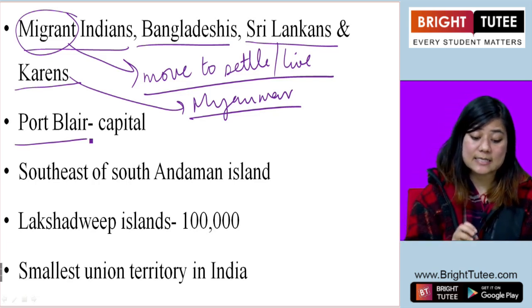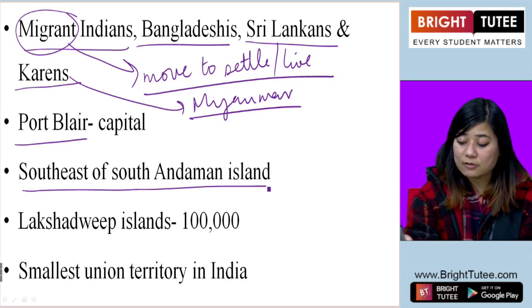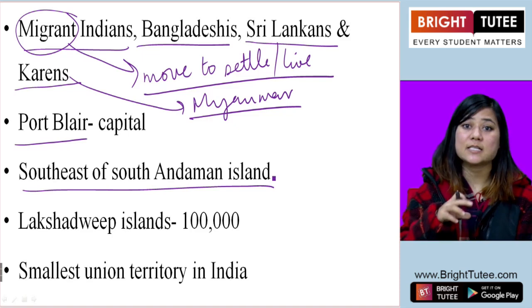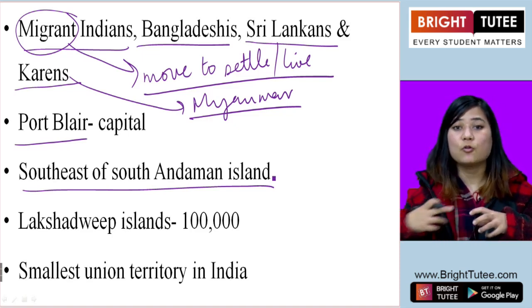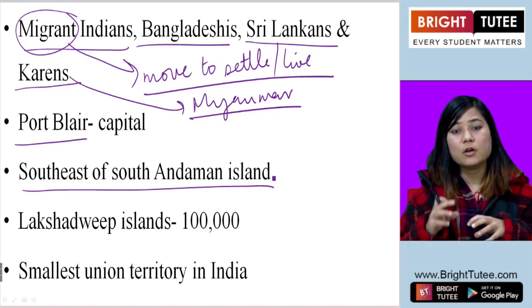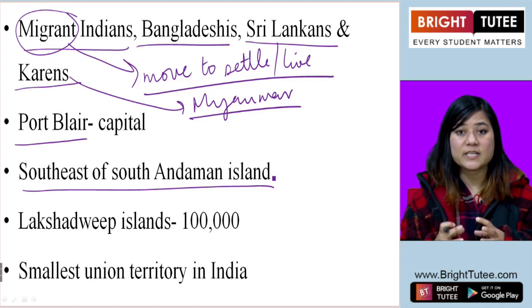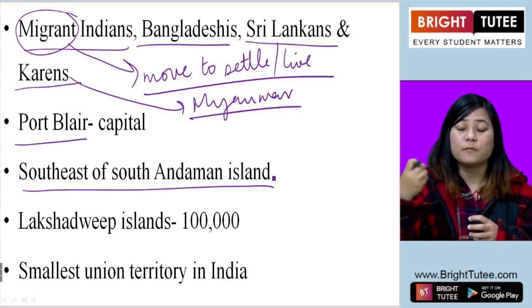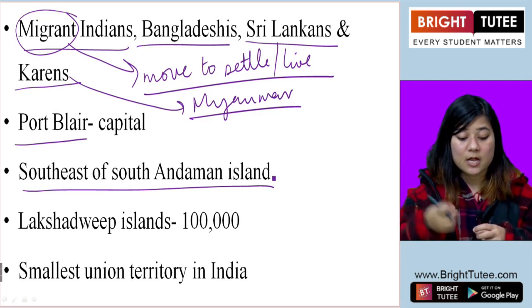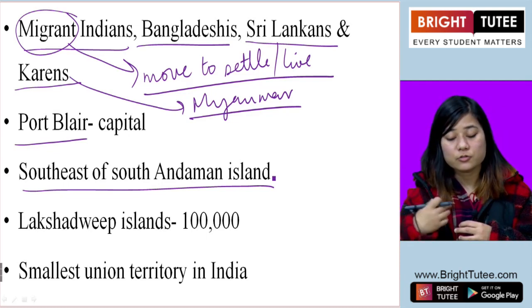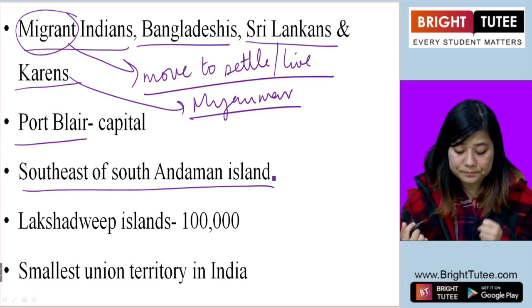Okay, and it is situated in the southeast of South Andaman Island. The location is set in such a manner that from there you can go to all parts of the rest of the islands. It is not situated in an inconvenient position where, if you have to go from Port Blair to another part of the island, you have to go through a lot of difficulties. The position is such that it is easier to travel across to various different islands.